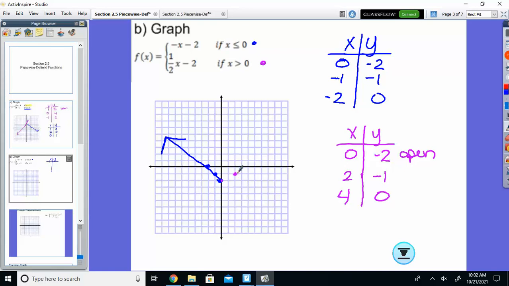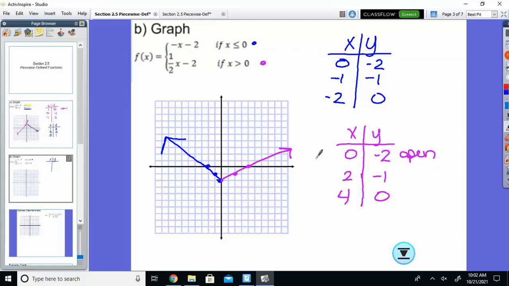Then we have 2, -1, 4, 0. So this started here and extended x is greater than 0, so that would go to the right. Okay, so if it's open, you have to close it, but that one stays open.